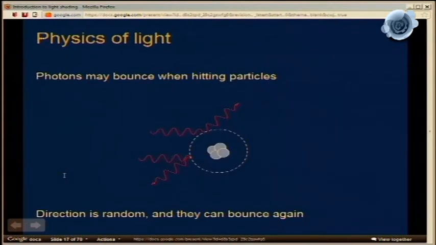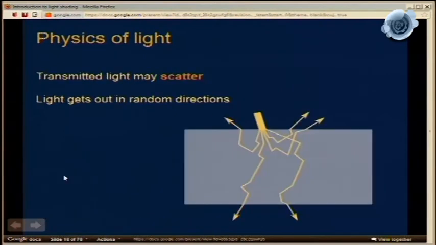What else can happen? Well, you have your photons, meaning the particles of the light, that are going through the material, and they can just bounce off the particles they meet. And because of the nature of the particles, because they are so numerous and so tiny, we cannot really predict what direction the photons are going to take. So at our scale, it's really random. And once a photon has bounced, it can bounce again and again and again. So what is happening at our scale is the light is kind of scattering through the material, going in random directions.